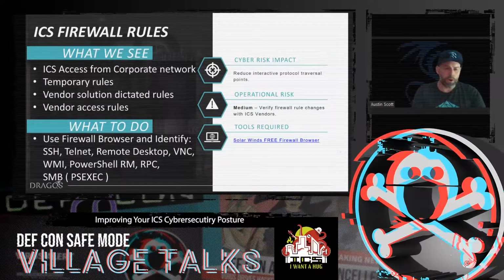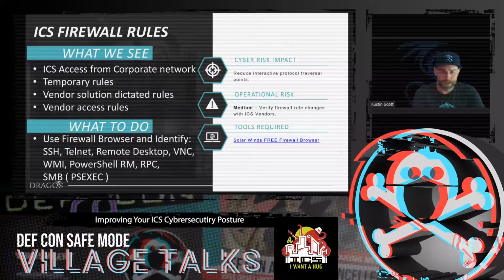What you're really looking for is interactive protocols that allow remote access between your different trust zones. So typically between your corporate network and your ICS network, or even between different trust zones within the ICS network. You're looking for SSH, Telnet, remote desktop, VNC, even things like WMI or remote management, RPC, SMB, even protocols like OPC, like OPC-DA. The older OPC protocols can allow remote access and often do.